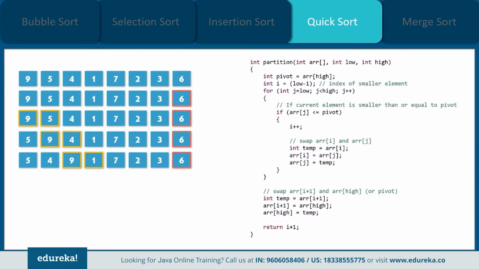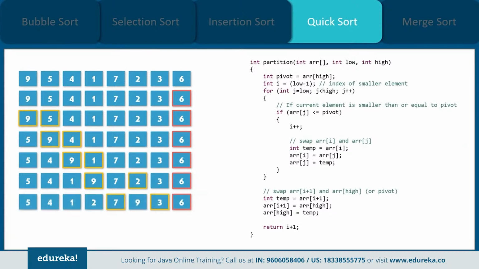Now again 6 and 1 are compared, and we see that 1 is less, so you again swap. But 7 is greater, so you don't swap. But 2 is lesser, so we're going to swap 2 with the 9. So on and so forth.